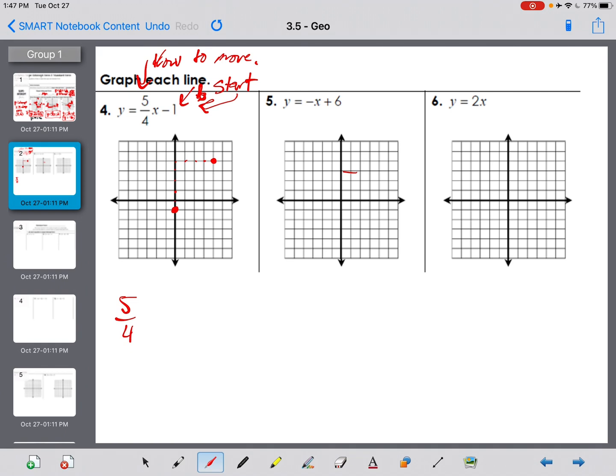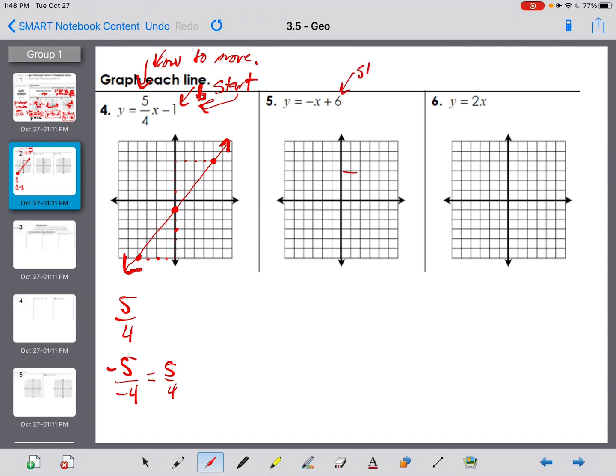Okay, now let's talk about something. 5 over 4 and -5 over -4. Are they different? No, because -5 over -4, negative and negative makes positive. So I can actually even go down 5, 1, 2, 3, 4, 5, and back 4, 1, 2, 3, 4. And that helps me create a better line to graph. Now, when you graph lines, put arrows on the end because those lines go forever. Okay, so don't forget the arrows.